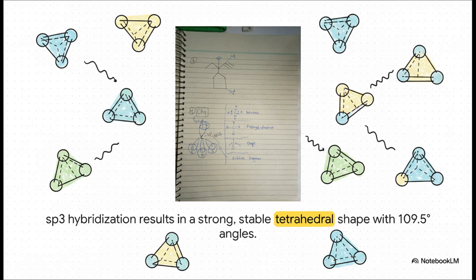And what do you get from that sp3 mixing? You get this perfect, three-dimensional pyramid shape called a tetrahedron. All the bonds are pushed as far apart as possible at 109.5 degrees. These strong single bonds, known as sigma bonds, form a really stable, protected framework. There's just no easy way for another molecule to attack it, which is why alkanes are pretty unreactive.